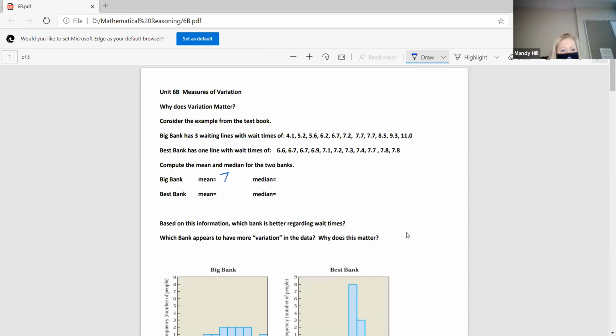The mean and the median of Big Bank were both 7.2. Okay, now I've already typed in all the stuff for Best Bank, but I put it in list 2. So I'm going to go back to my calculator and find the mean and the median of list 2.